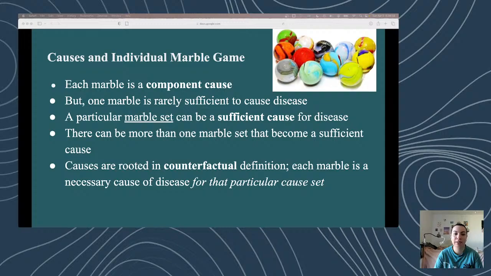And causes are rooted in counterfactual definition. Each marble is a necessary cause of disease for that particular cause set. But we can't know which, if we take them out and then it didn't happen, then it's not a necessary cause. And we'll go over what I mean by necessary and sufficient, just hold your horses. But it's rooted in the counterfactual that taking them away is consequential in a parallel universe.